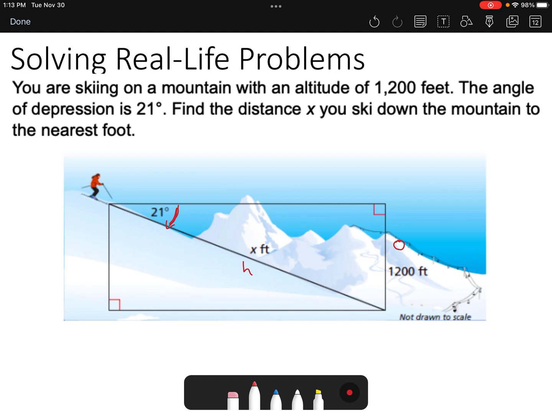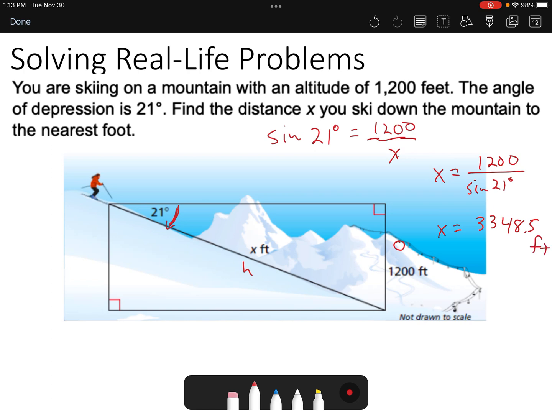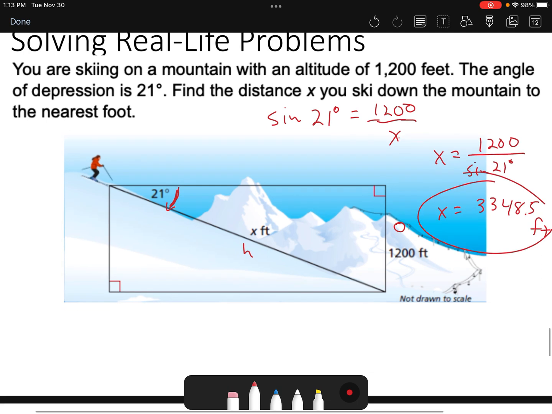So now we have to think about this. Is it sine or cosine? Well, it's going to be sine because it's opposite over hypotenuse. And I used h instead of x, sorry, so we'll use x. And since it's a division, remember it's going to be 1,200 divided by the sine of 21. And our distance down the hill, or mountain, would be about 3,349 feet. So a little over half a mile.